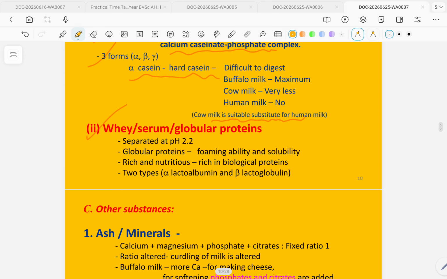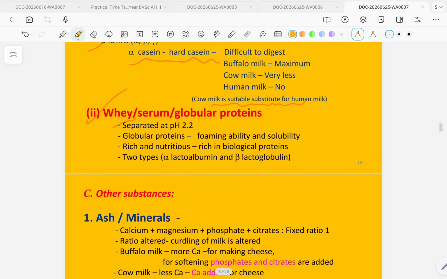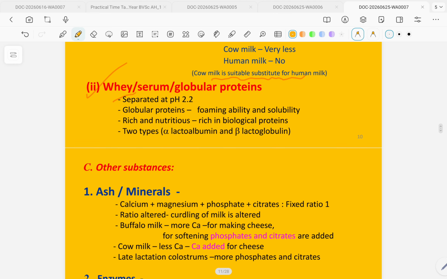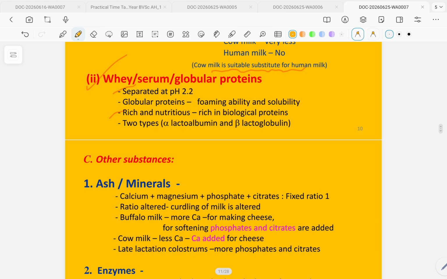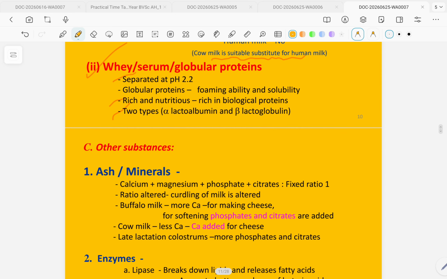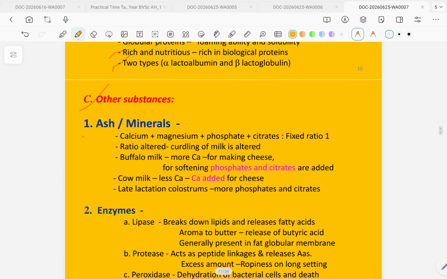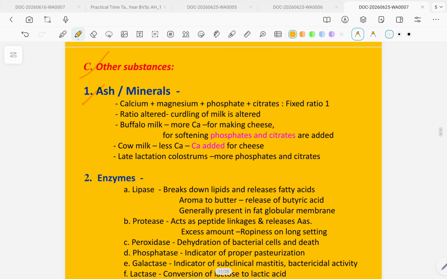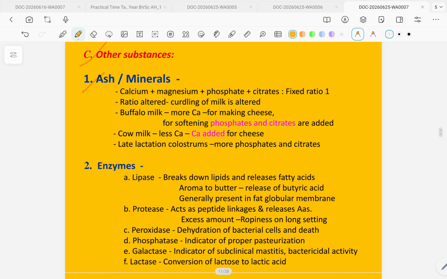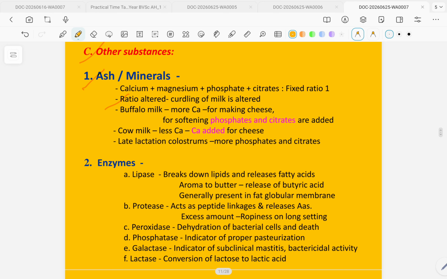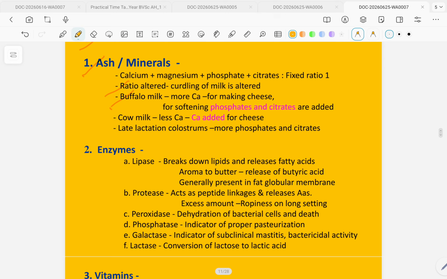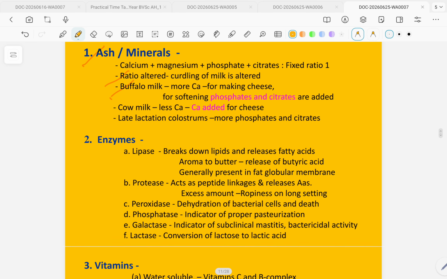Whey or serum globular protein separates at pH 2.2. It has good forming ability and solubility, is rich and nutritious, and rich in biological protein. Two types: alpha lactalbumin and beta lactoglobulin. Minerals: calcium plus magnesium plus phosphate plus citrate in a fixed ratio. If the ratio is altered, curdling of milk is altered. Buffalo milk is better for making cheese. For softening, phosphate and citrate are added. Cow milk has less calcium, so calcium is added for cheese.